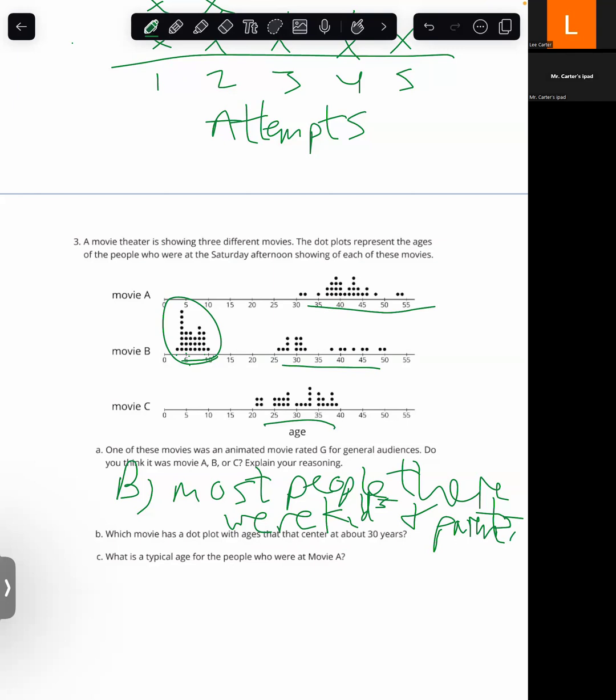Which movie has a dot plot with ages that center around 30 years? Okay, so notice clearly not B. A would be past 30, right? The center or the average of movie C would be about 30. What is a typical age for people who were at movie A? That means about the average age there. You could put around 40, because it's a little above or a little below 40, or you could put something like 37 to 46. That would work too.